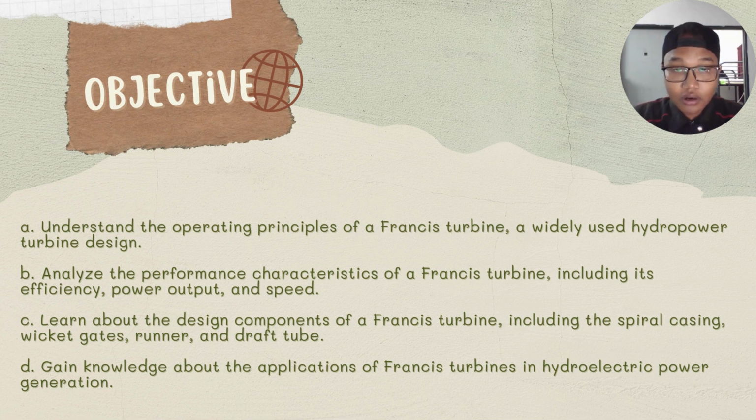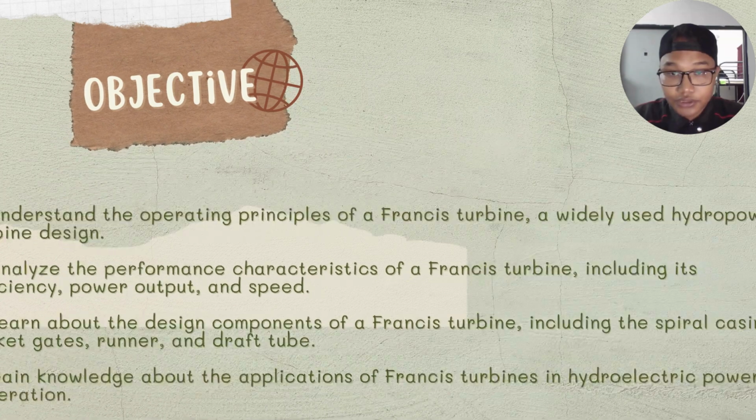Analyze the performance characteristics of a Francis turbine, including its efficiency, power output, and speed. Learn about the design components of a Francis turbine, including the spiral casing, wicket gates, runner, and draft tube. Gain knowledge about the application of Francis turbine in hydroelectric power generation.